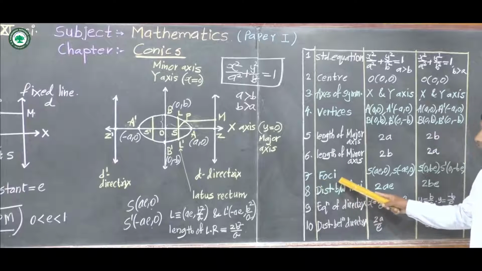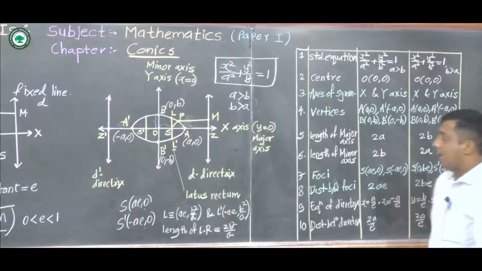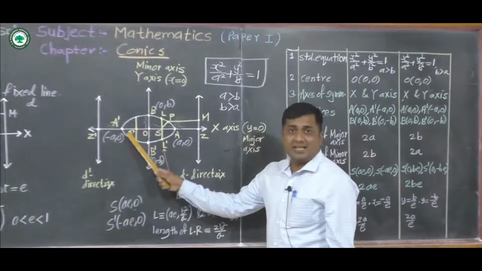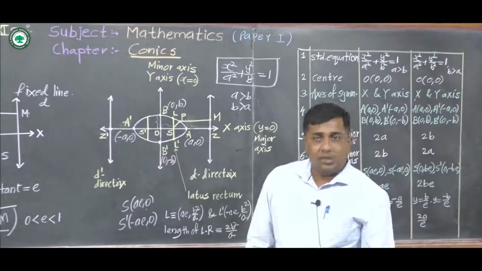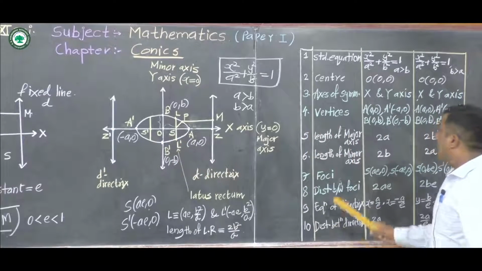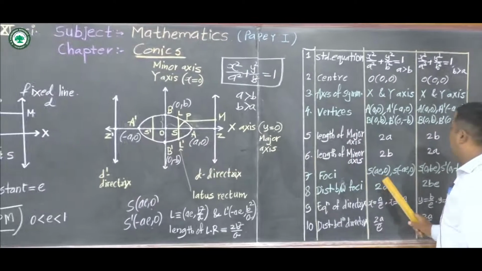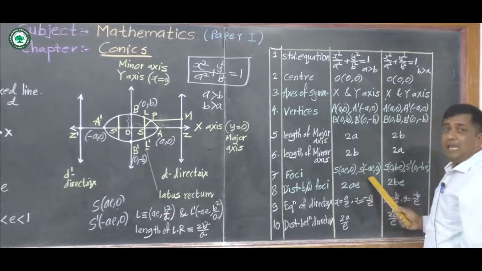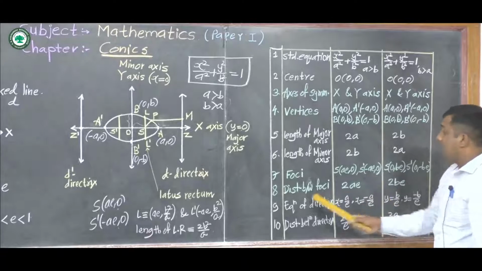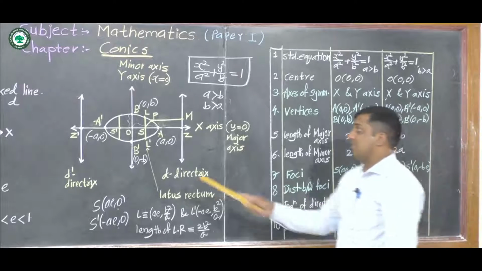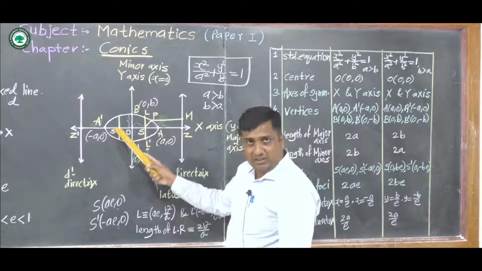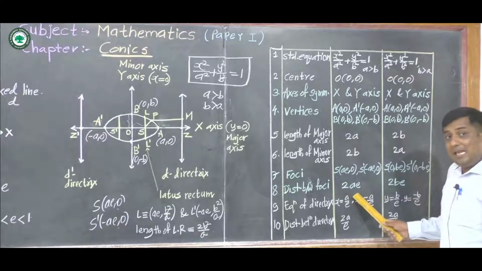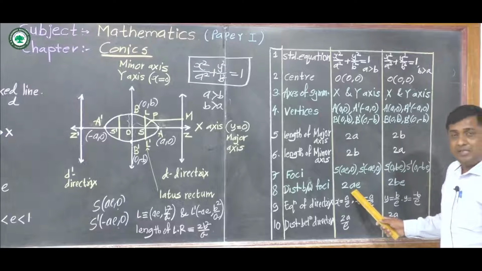Then for the foci, we consider S and S dash. These two are the foci. The coordinates of S are (ae, 0), and the coordinates of S dash are (minus ae, 0). Then the distance between the foci, that is, between S and S dash, is twice ae. Remember this distance.